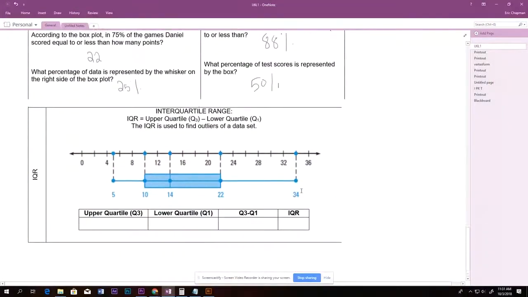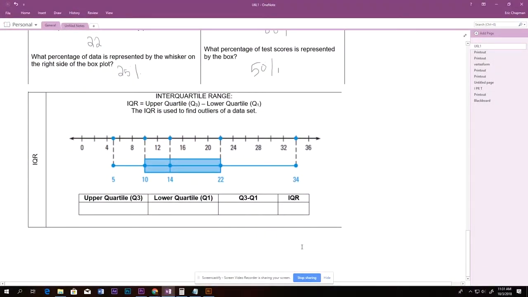All right. Now let's take a look at the interquartile range. So the interquartile range is simply the upper quartile minus the lower quartile. So our upper quartile is 22. Our lower quartile is 10. So Q3 minus Q1 is 22 minus 10. So our interquartile range is 12.